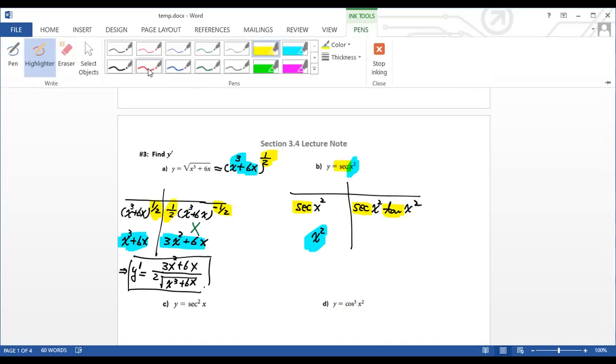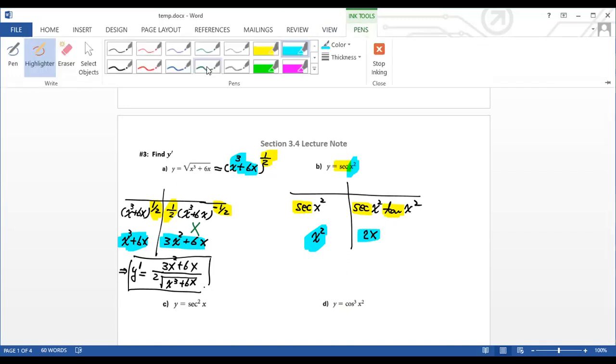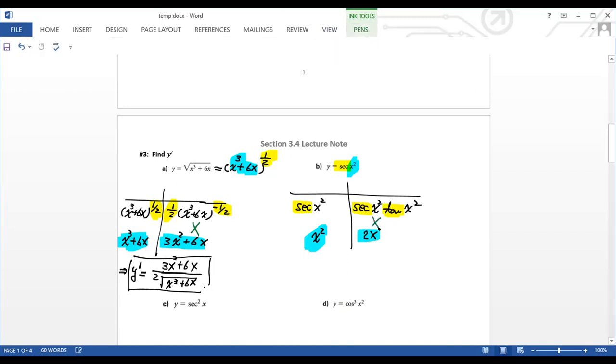And then the second layer here is x squared. So what is the derivative of x squared? It's 2x, right? That's good. So now what is the final answer? You multiply these two.